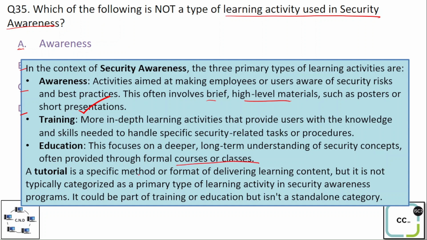A tutorial is a specific method or format for delivering learning content, but it is not typically characterized as a primary type of learning activity in a security awareness program. It could be part of training or education, but it is not a standalone category.